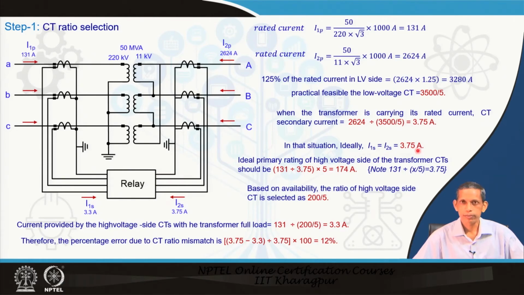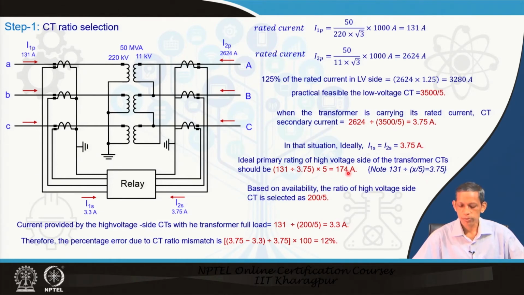With that, considering the same amount of current from this side, we calculate with the 131 ampere full load current flowing in the primary, divided by the 3.75 ampere expected on the secondary side of the CT, and this is a 5 ampere CT. Then we get 174 ampere, which corresponds to your CT ratio. So, how do you get this one? 131 is to x as 5 is to 3.75, the CT ratio for this side, which gives you 3.75. That is why we are trying to find the x value.